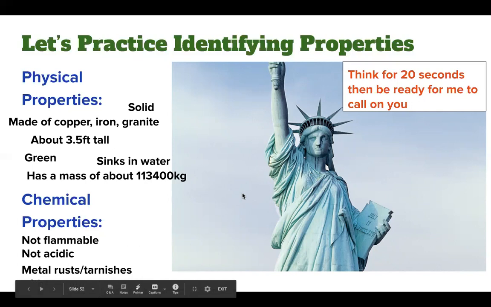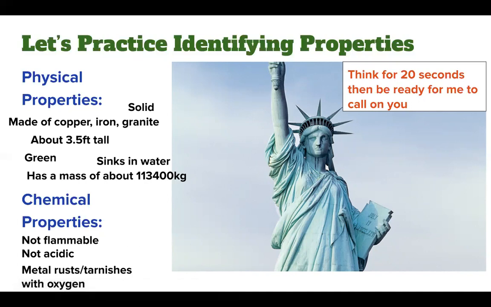Originally, the Statue of Liberty was made out of copper. It was a vibrant coppery color, and it tarnished over time into the color that we see today.